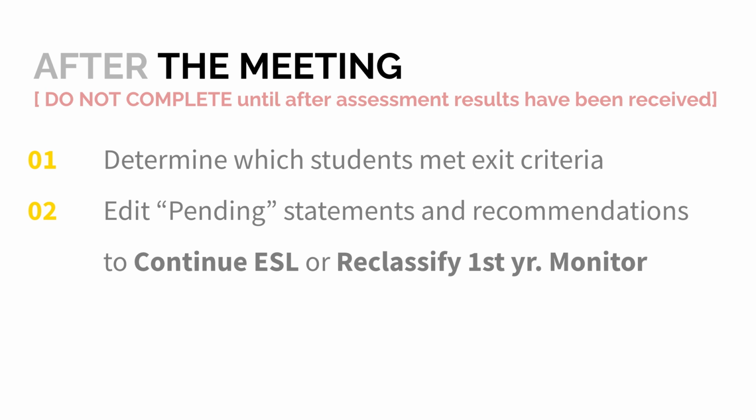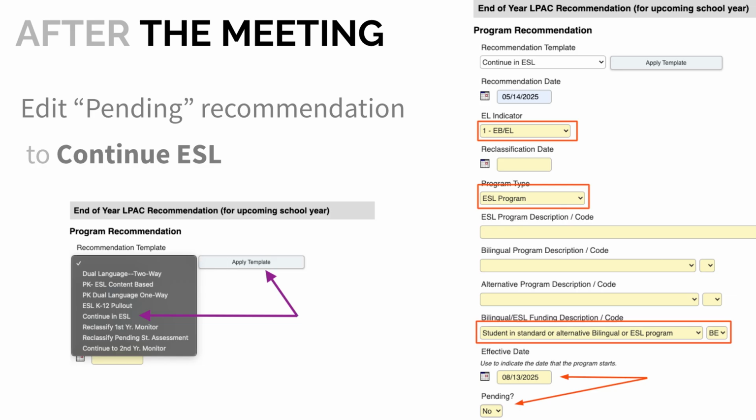So number one, once we receive assessment results, we're going to first determine which students met exit criteria. And then once we do that, we're going to edit the pending statements and recommendations to continue ESL or to reclassify first year monitor. For those that are going to continue ESL, we're going to change the reclassify pending state assessment template to continue in ESL. We're going to choose apply template.